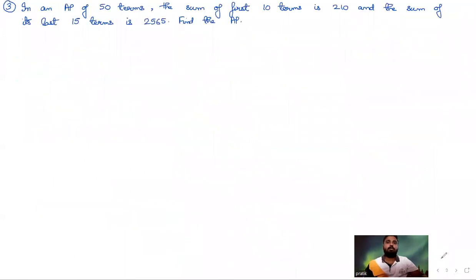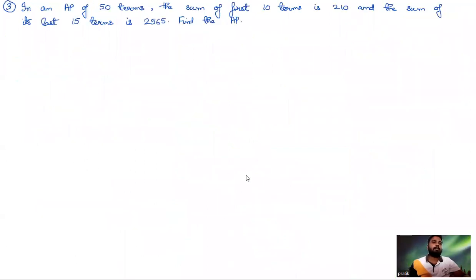So the next type of question, which is on a similar note but a little bit different from the previous one. Look into this. Here it says that the AP of 50 terms, 1, 2, 3, all the way till 50 terms. The sum of the first 10 terms is 210. In between they have not given anything, and they're telling the last 15.